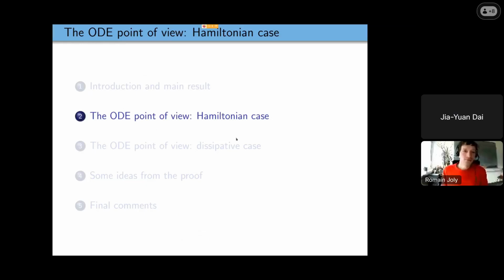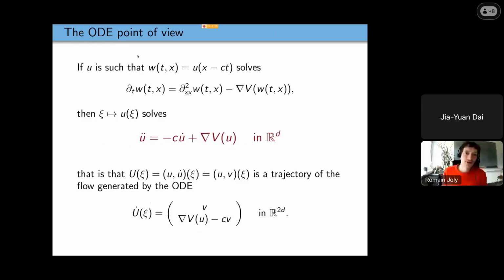Why? Of course, if you look at traveling patterns, so solutions like u of x minus ct, you just plug this type of solution into your PDE, and what you get is that this profile u must solve some ODE, which is u second derivative equal minus c u first derivative plus this nonlinearity, gradient of V of u. So it's just an ODE in R^d, because your profile is some profile in R^d.